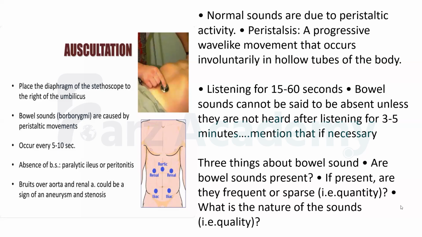Bruit over aorta, renal artery could be a sign of aneurysm and stenosis. Now, listening for 15 to 60 seconds is not a luxury here. Bowel sounds cannot be said to be absent unless they are not heard after listening for 3 to 5 minutes. And three things about bowel sound: are bowel sounds present? If present, are they frequent or sparse? And what is the nature of, or what is the quality of such sound?